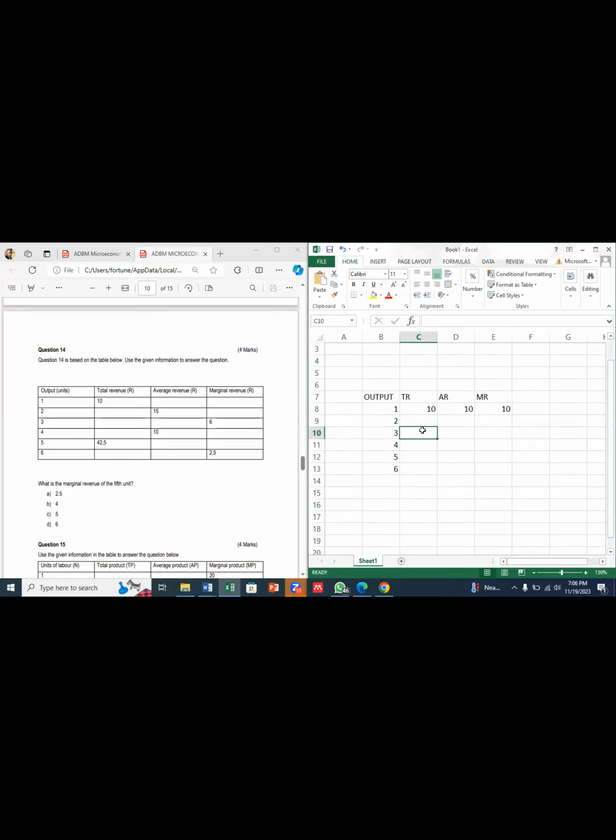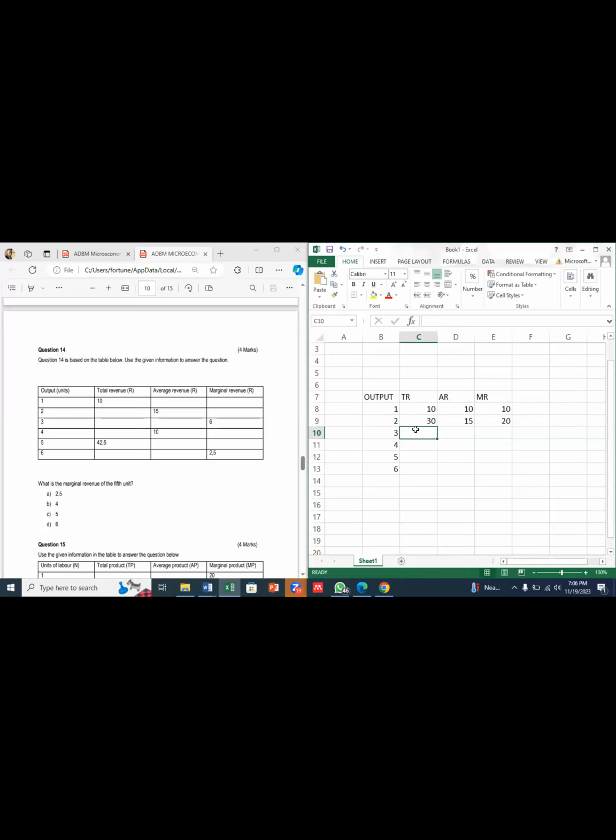Thank you. Okay, then move on to the second element. We've been given 15 already. Using that same 15, we multiply it by the 2 that we have here, so 15 times 2 gives the total revenue of 30. Then for the marginal revenue, it is the change in total revenue divided by the change in output. The change in total revenue is 30 minus 10, divided by the change in output, 2 minus 1, which gives a marginal revenue of 20.